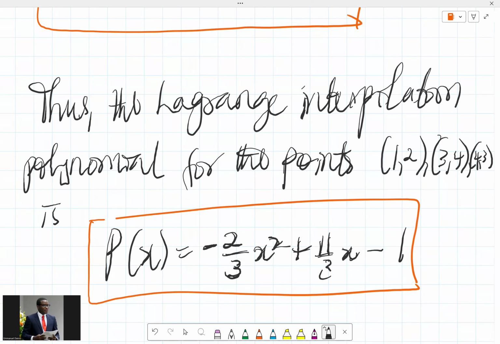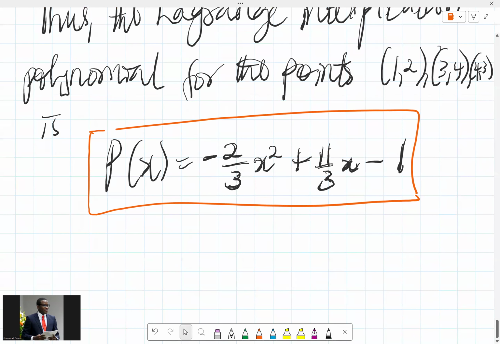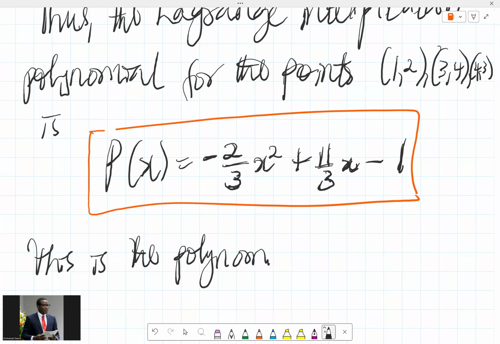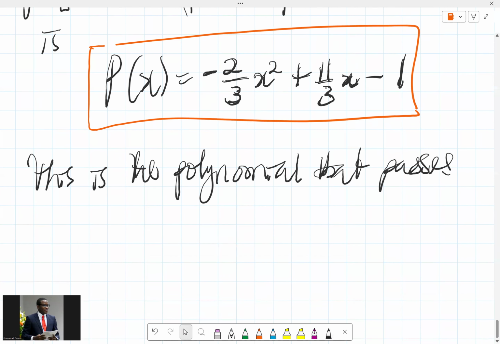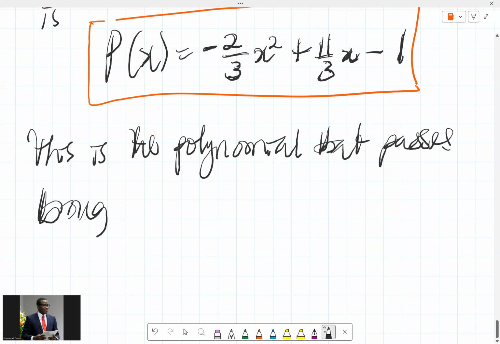All right, so as usual, I like to talk about the Python implementation of these things. Yeah, so that's the Lagrange polynomial. So this is the polynomial that passes through the given data points.